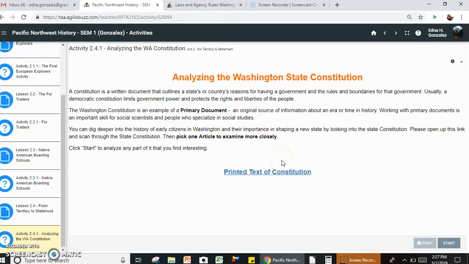This is activity 2.4.1, Analyzing the Washington Constitution. The instructions for this assignment are as follows. It says, well, first of all, it gives you a back. Here are some additional instructions for activity 2.4.1, Analyzing the Washington Constitution.